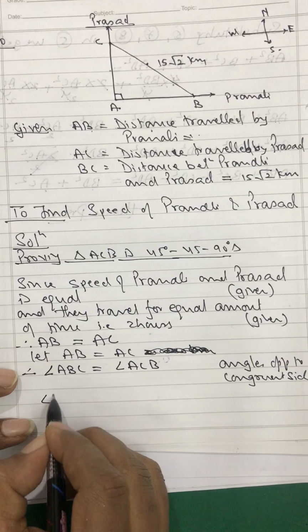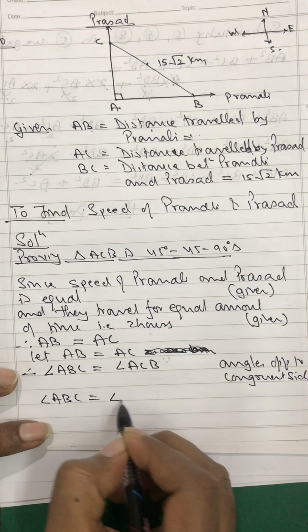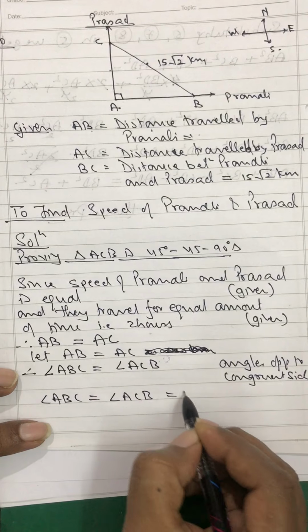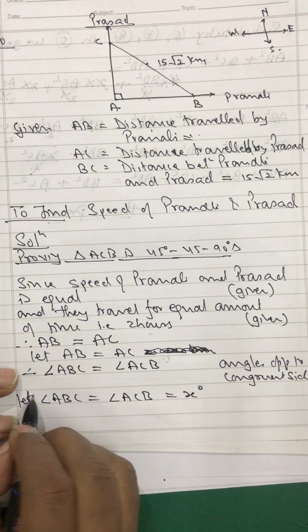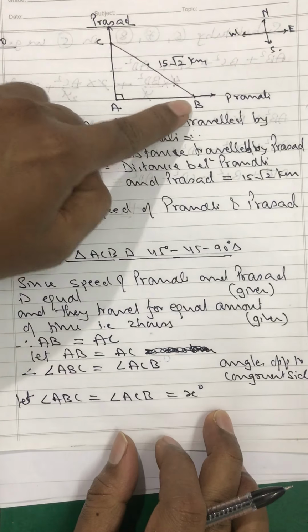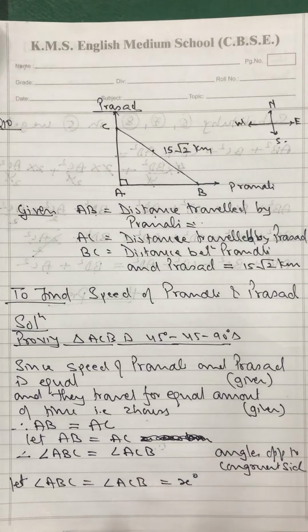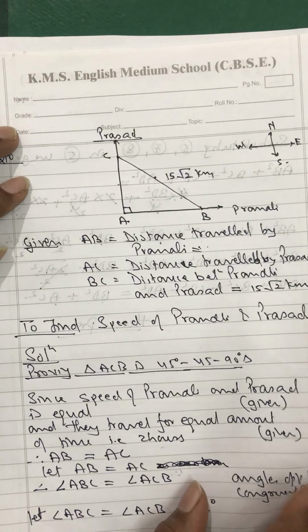I will keep this as angle ABC is equal to angle ACB is equal to X degree. Let. So now we know in triangle ABC, if I apply the sum of the angles of a triangle, see my diagram now looks like this. Oh, it's okay, fine. This is better.